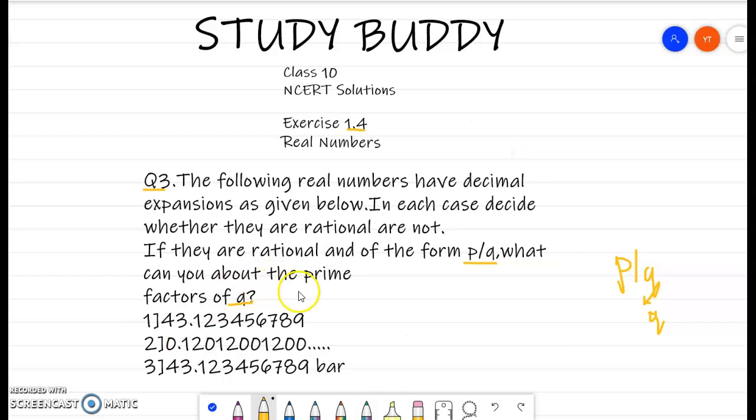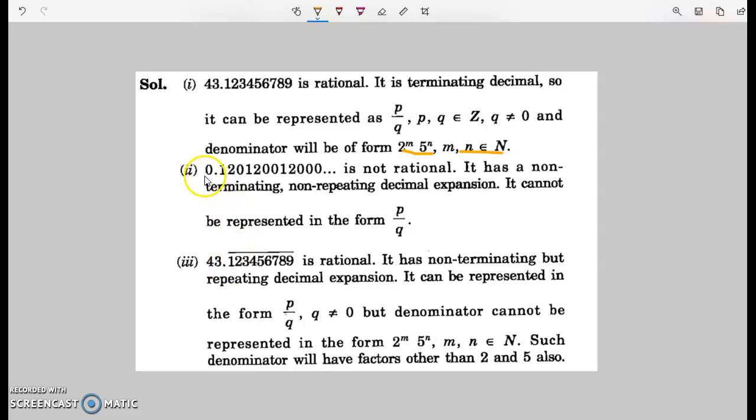Moving on to the second question. The second number is 0.120120012000120000 and so on. Moving on to the second solution. 0.120120012000120000 and so on is not a rational number.